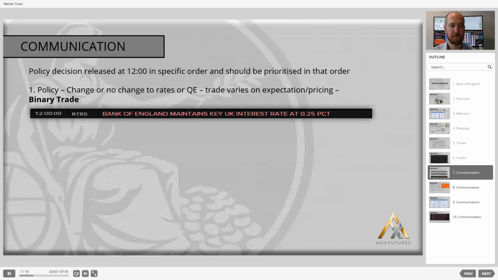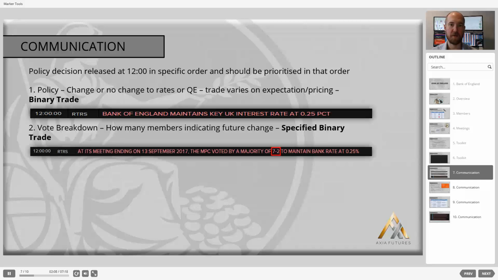Next up, you get the vote breakdown. So this is assuming that rates have come out along with expectations, then you're looking at the vote breakdown.